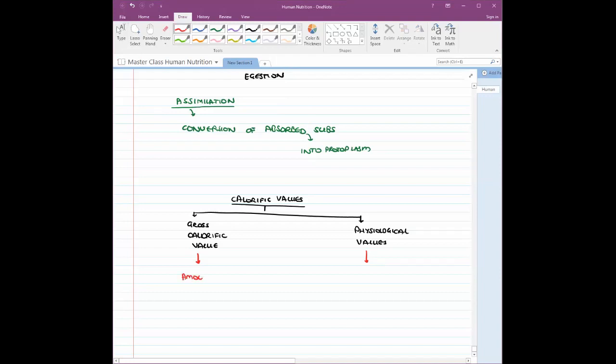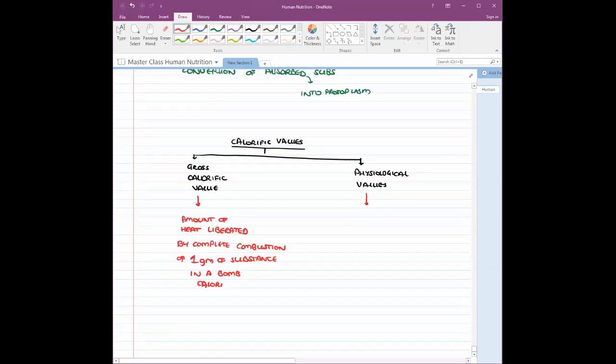So let's try to see what this is. If I have to define this, it is the amount of heat liberated by complete combustion of 1 gram of substance in a bomb calorimeter. Now, what is this bomb calorimeter? A bomb calorimeter is basically a setup. You keep your food in it, and then you burn it, and you try to find out how many calories are generated. This is your bomb calorimeter.